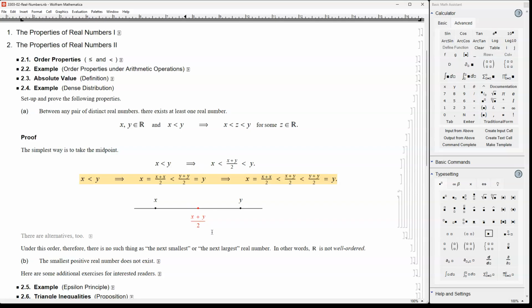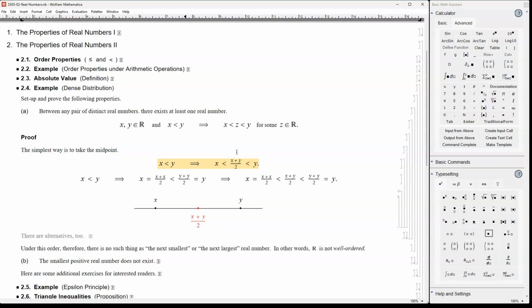For rational numbers, we can take x plus y over 2. That's another rational number in between. But for integers, that doesn't always work. For example, x is 0, y is 1, then this is 1/2. That's not an integer, so we have a discrete structure. So we do not have dense distribution for integers. For rationals, yes. For reals, yes, because we can find something here completely through the arithmetic expression, x plus y divided by 2.